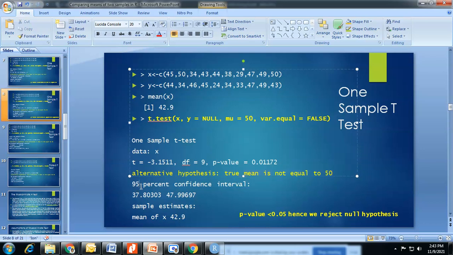Okay. So here in this case, confidence interval is 95. The interval levels are 37.80 and 47.99. So lower level and higher level.